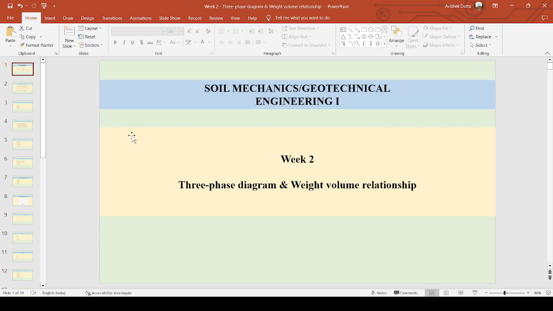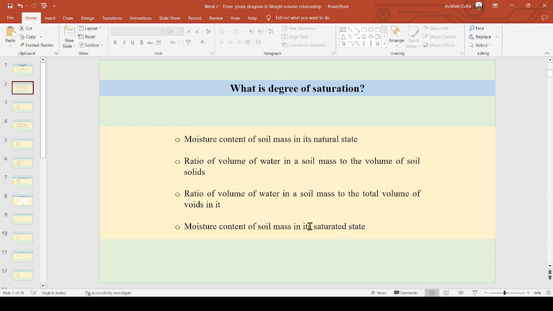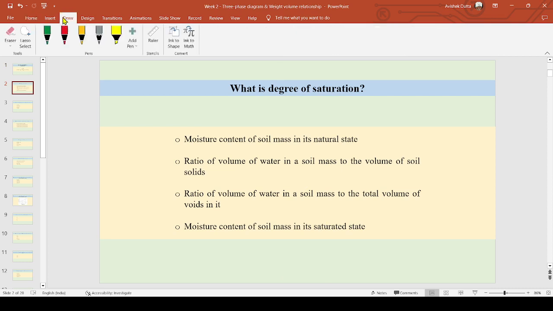So the first question was, what is degree of saturation? So what is the answer to the first question? Volume of water to volume of voids.